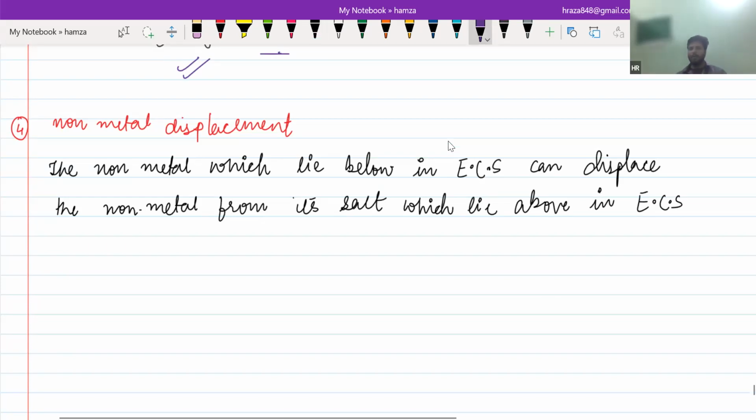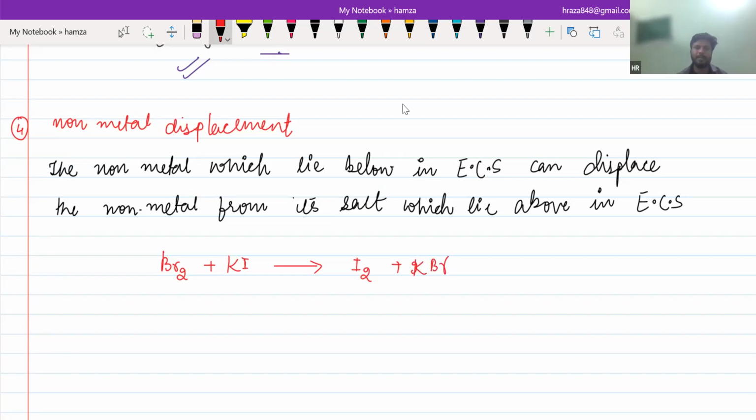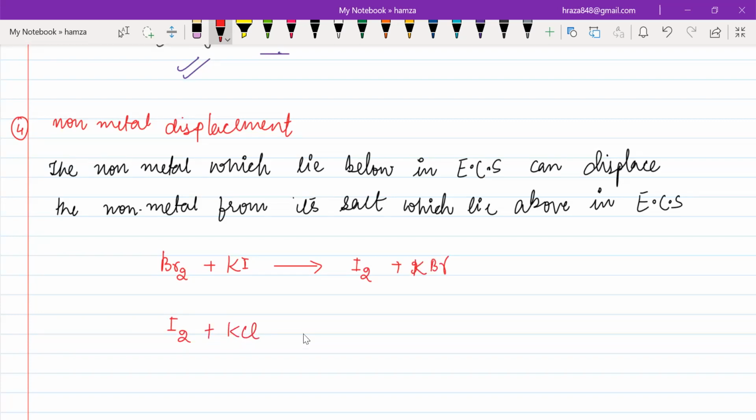In metal displacement, the above element can displace the lower element from their salt, but in non-metal displacement, the below element will displace the above non-metal from its salt. Like if I'm going to take an example, Br2 plus KI. I is above Br, so Br can easily displace I. But if you are going to react this I2 plus KCl, there will be no reaction. Please write it.